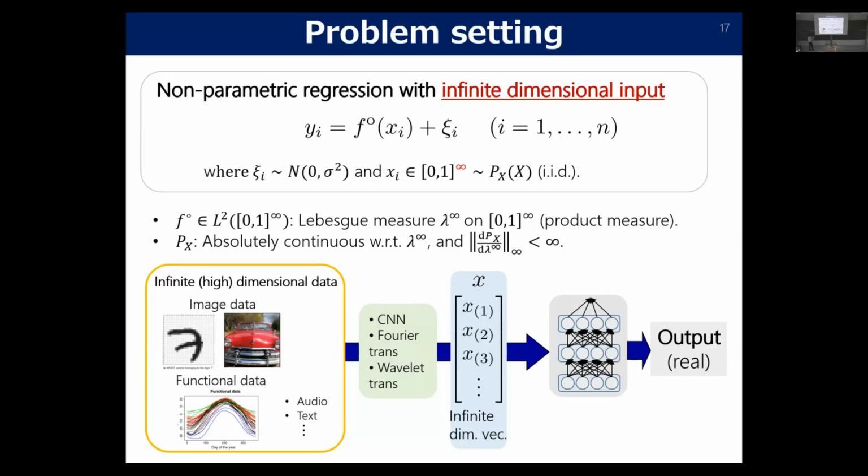For example, let us consider image data. By applying Fourier transform or CNN, we have almost infinitely many coefficients, Fourier coefficients or wavelet coefficients. That is given by X. But I admit that there is a strong assumption that X has a distribution Px which is absolutely continuous with respect to the Lebesgue measure, in other words, the uniform distribution on the [0,1]^infinity cube. This is a very strong assumption that in our analysis we have assumed. But anyway, we have an infinite sequence, a kind of infinite dimensional vector, which is fed into the function. Then we have an output. We want to estimate this function by a deep neural network. So we have an image, then feature extraction, then some output.